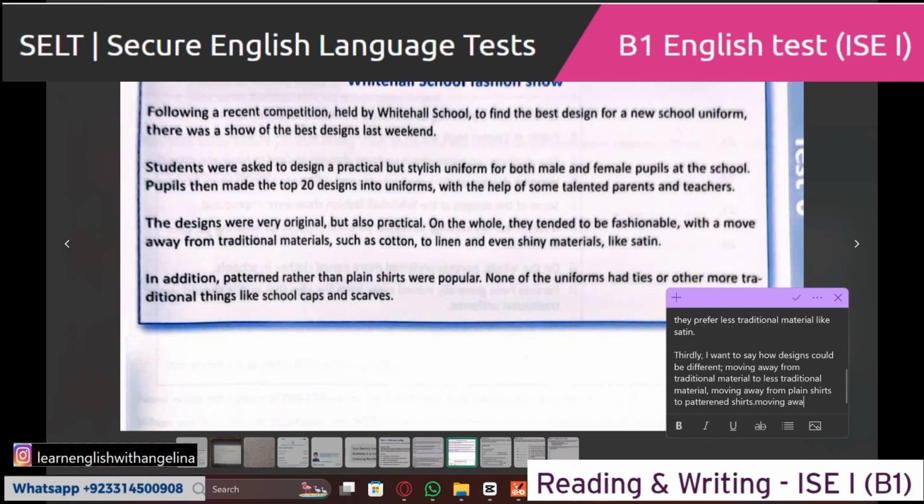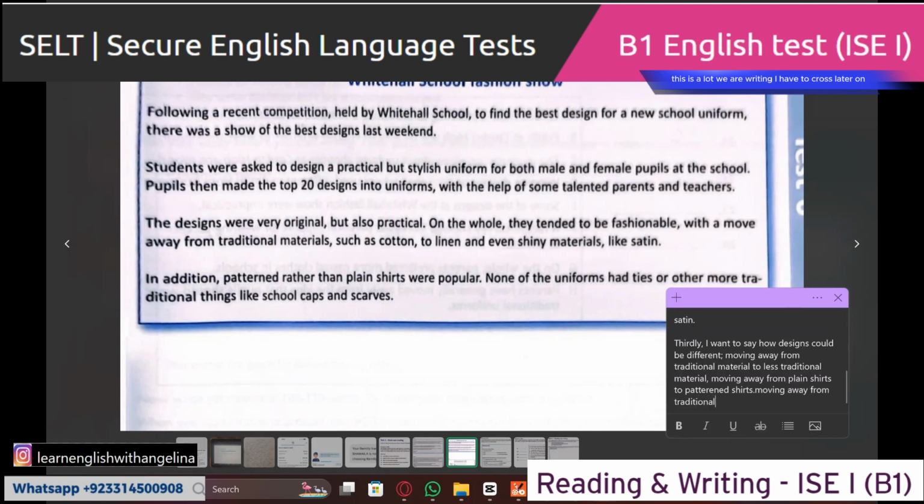Okay, moving away from traditional things to more trendy things. This is a lot we are writing. I have to cross later on. I don't know. Let's just finish it. More trendy things. But in case in your exam you need more words, you can write that in here.